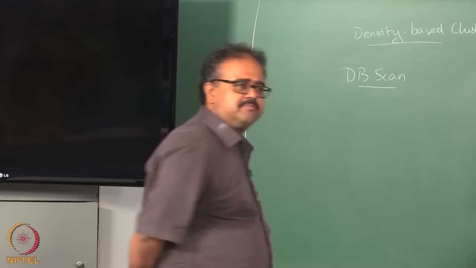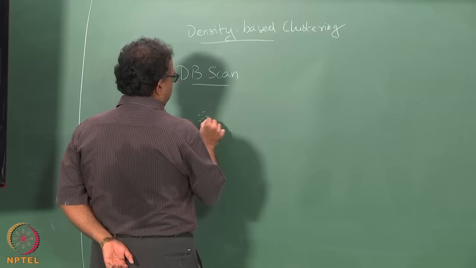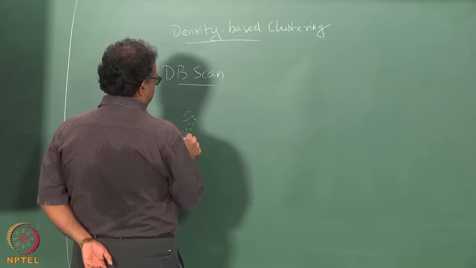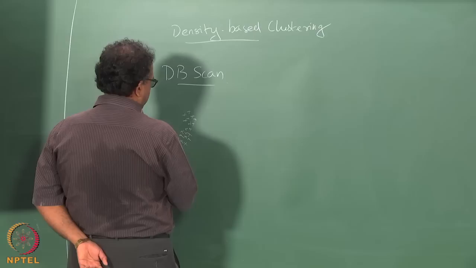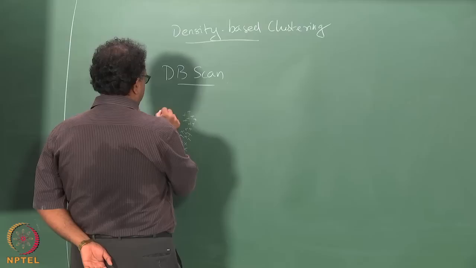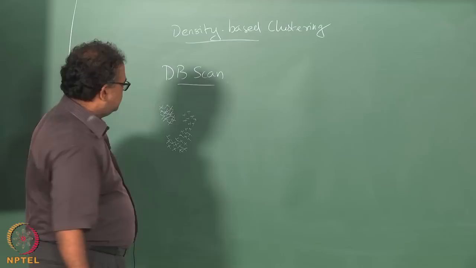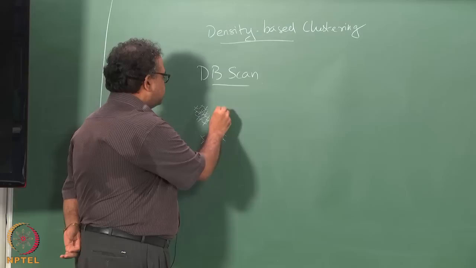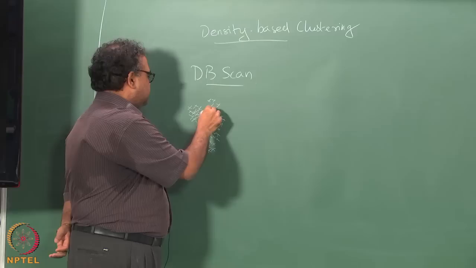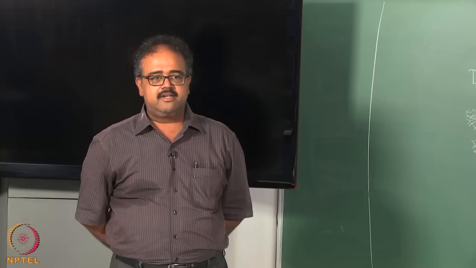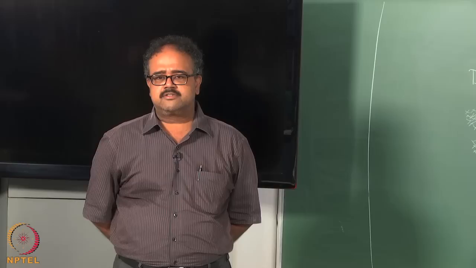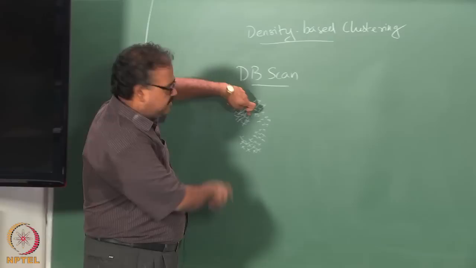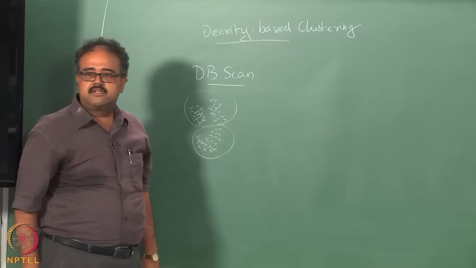Suppose I have data points like this. Do you see two clusters here? Clearly two clusters. It is incredibly hard to get k-means to return these two clusters to you. If you run k-means, you will end up with a centroid somewhere here, another centroid somewhere here, and it will say these data points are one cluster and these data points are another cluster. This is the biggest drawback with k-means.